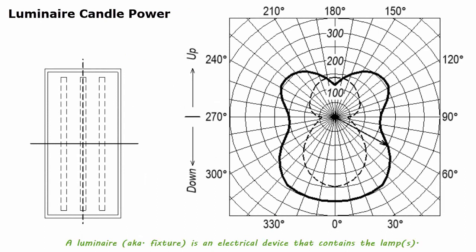A luminaire is an electrical device that contains the lamps. A luminaire can send the light generated by the lamps in various directions. A candle power distribution curve represents the variation in luminous intensity in candela in the vertical plane passing through the light's center. The curve is obtained by taking measurements at various angles starting from the straight down direction.